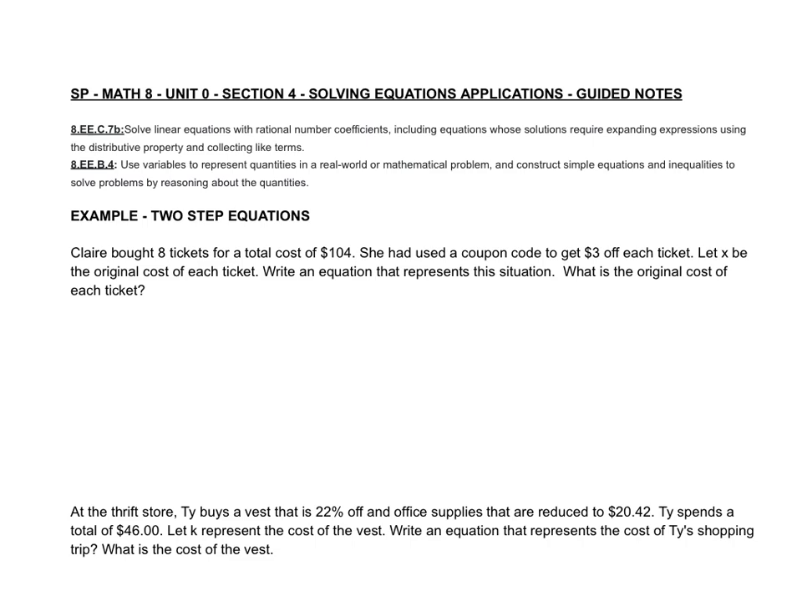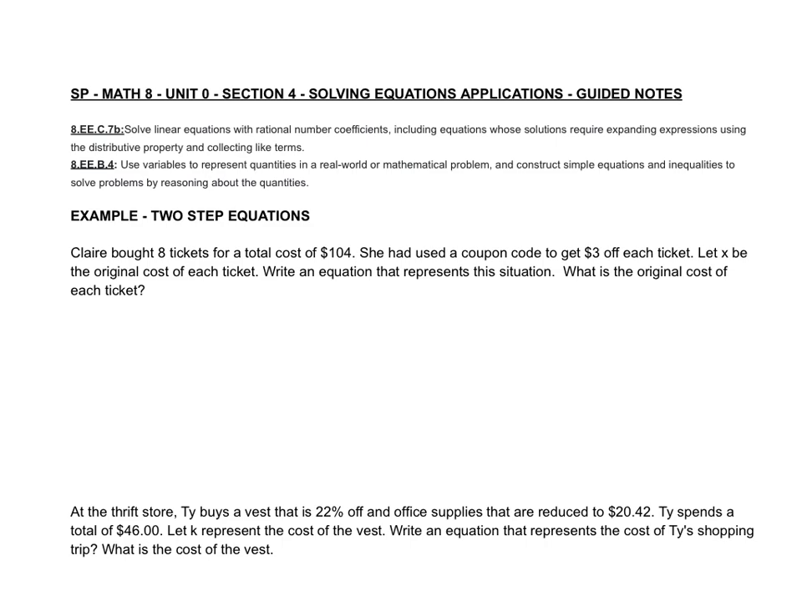So I first want to talk about this first example. I'm going to go ahead and read through this. It says, Claire bought 8 tickets for a total of $104. She had used a coupon code to get $3 off each ticket. Let x be the original cost of each ticket. Write an equation that represents the situation. What is the original cost of each ticket?